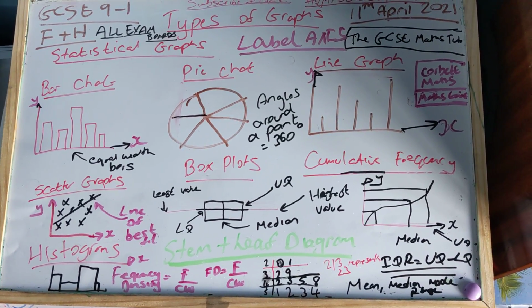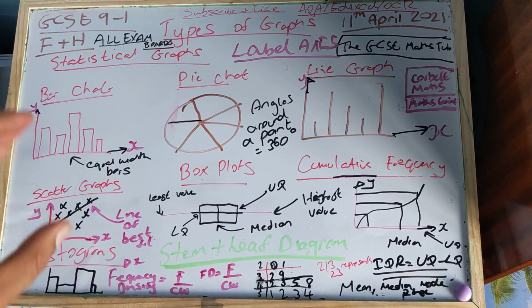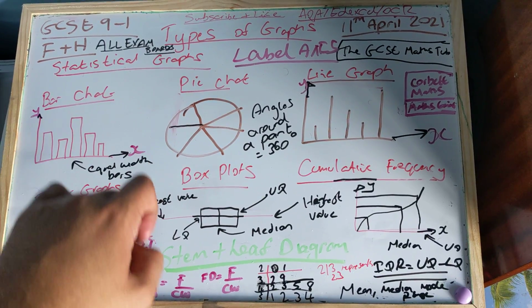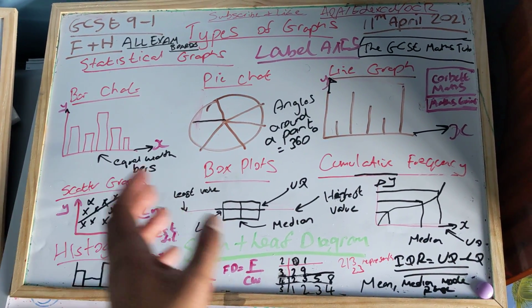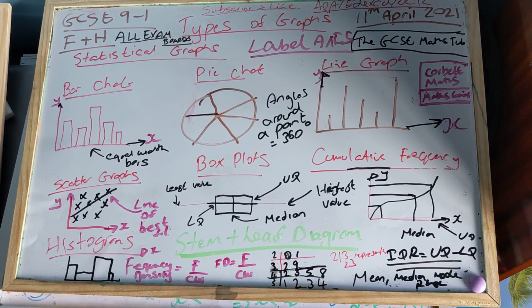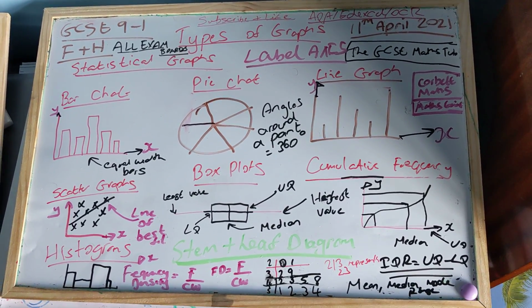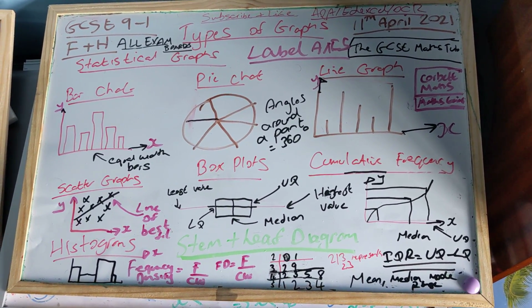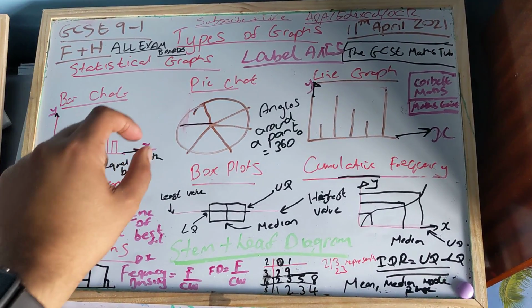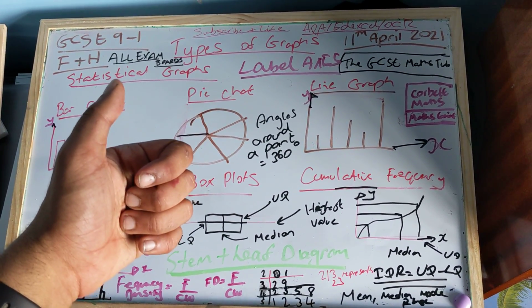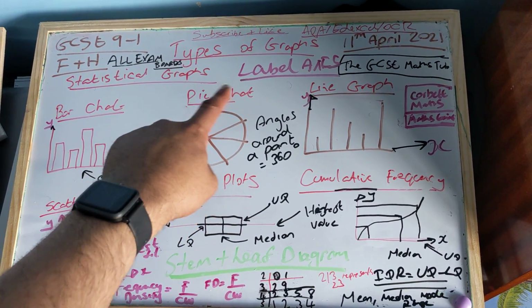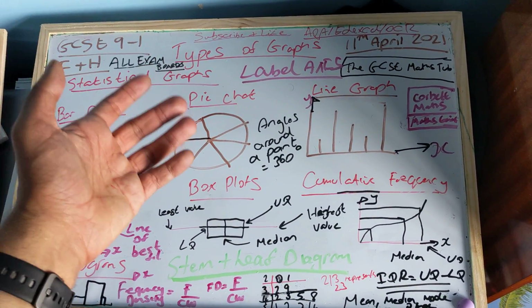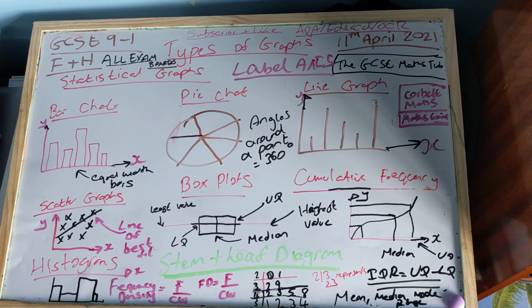So make sure, guys, that you're clued up and that you're happy with the different types of statistical graphs for these examples. If you've got any questions or any criticism, then put it in the comment section. Make sure that you are happy with how to actually plot these graphs. So make sure that you've got a ruler for your exams, a pen and pencil, a protractor for pie charts, and also a compass for construction questions.